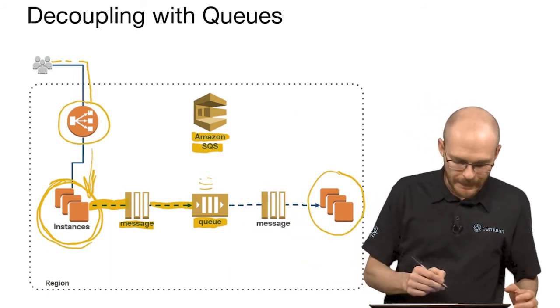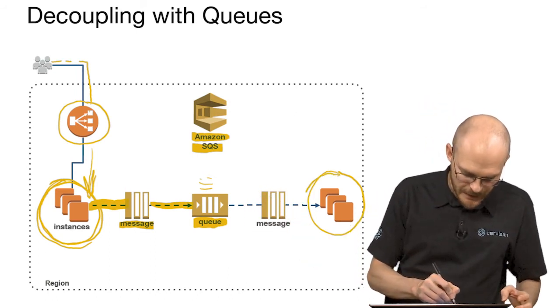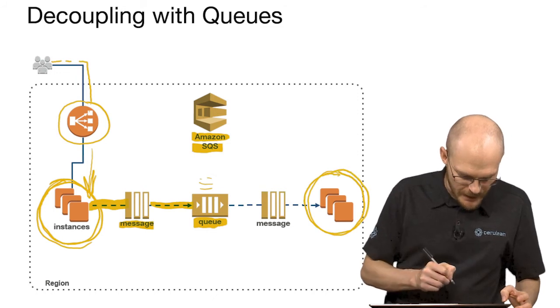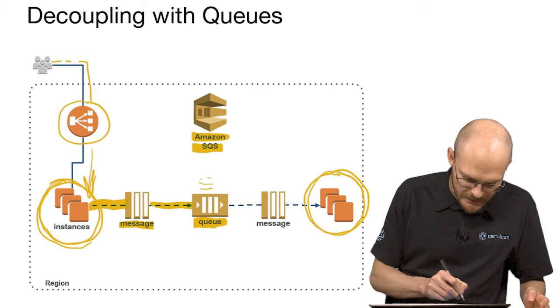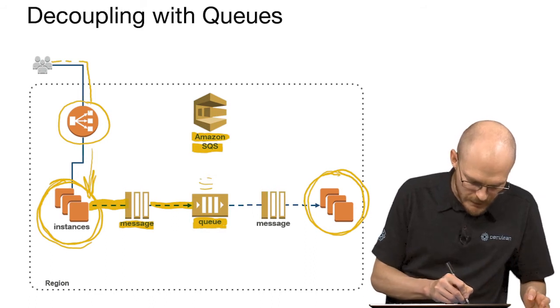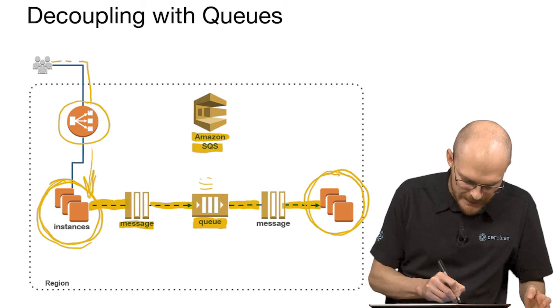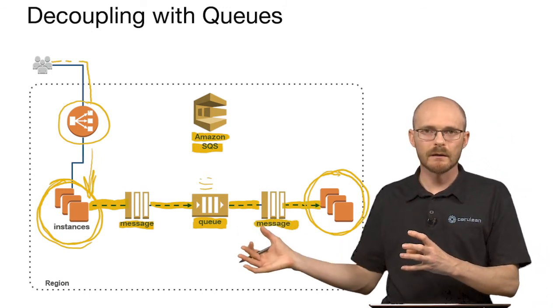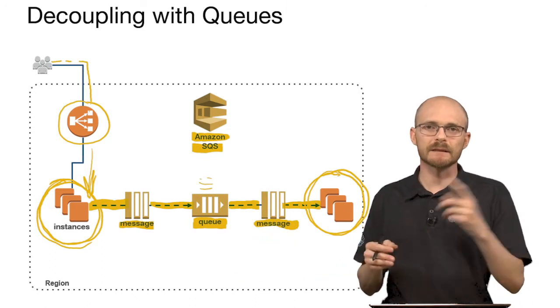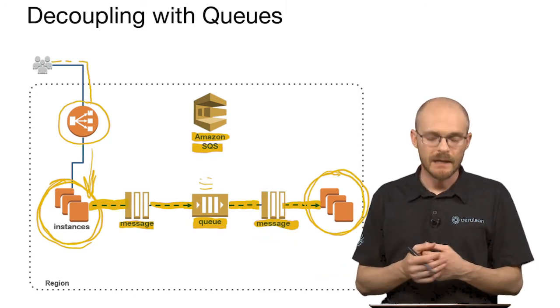And so these systems back here, whatever this is, all it has to do now is poll the queue. So by polling the queue, it can then receive these messages. Once it receives a message, it can then do the work. Once that work is completed, it then deletes the message from the queue.